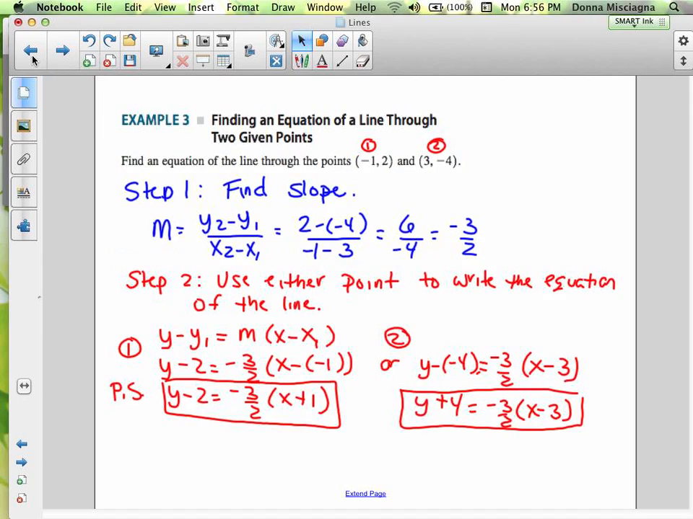And that's where we're going to stop, right? And then we'll look at slope-intercept form, and in that video we'll simplify more of the point slope forms to slope-intercept form.